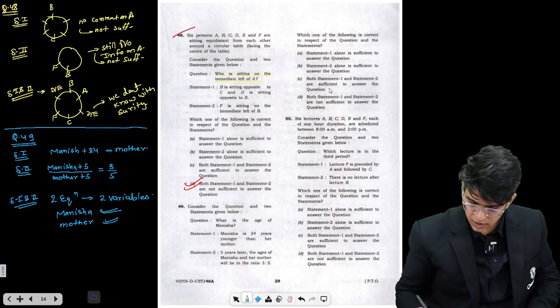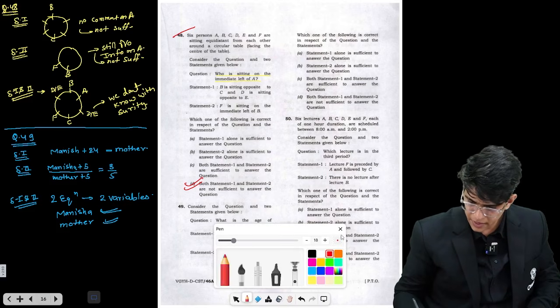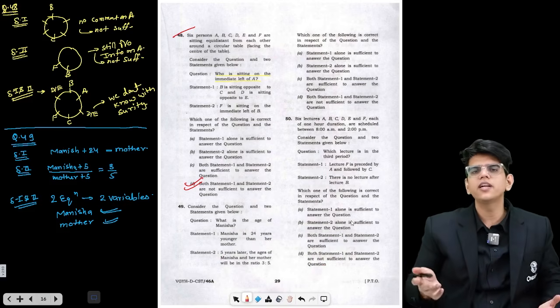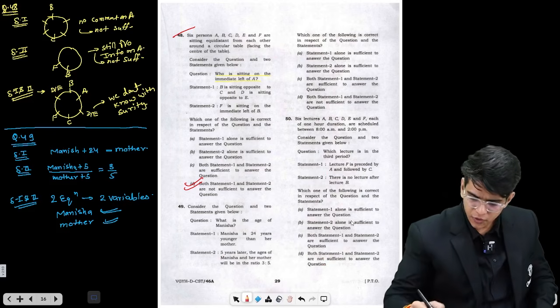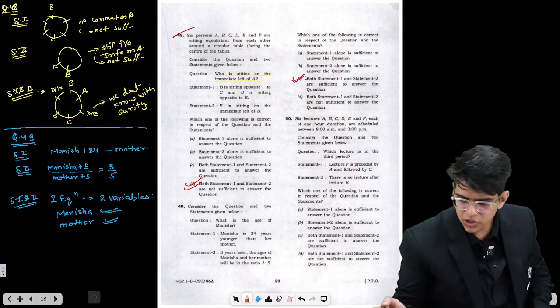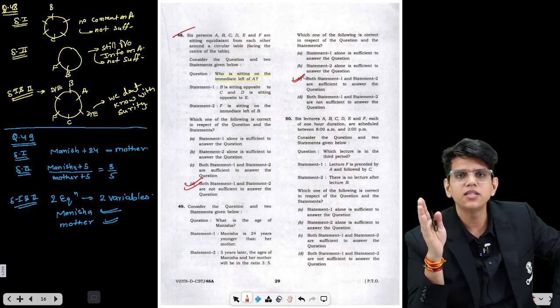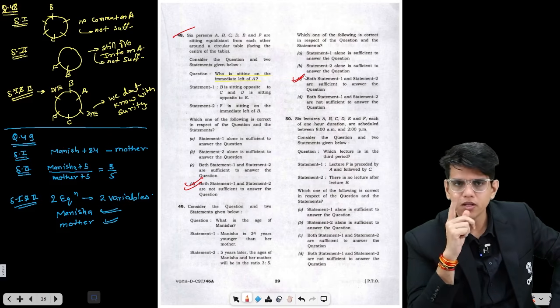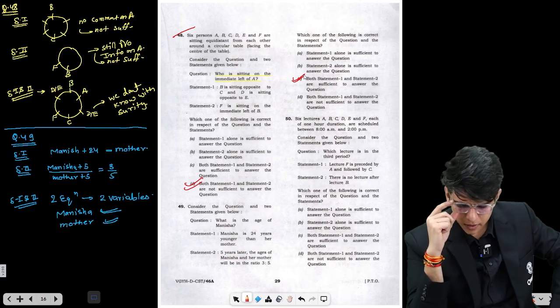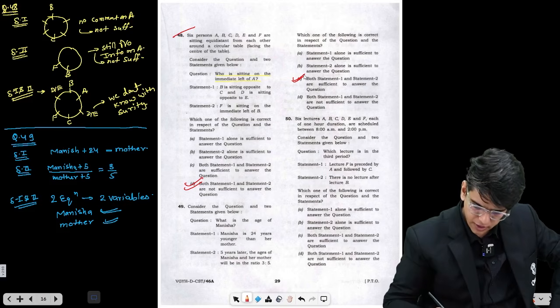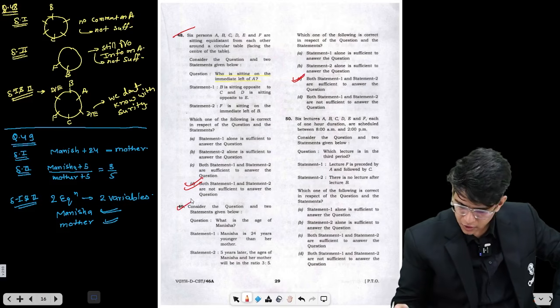So what will the answer be? Up to this point, we were getting option D only. Here you will get option C, that both statement 1 and 2 are sufficient to answer the question together. Right? Question number 49 done. Now question number 50.